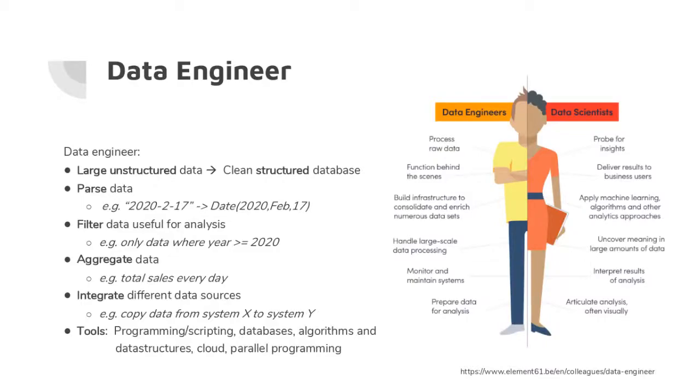A second task a data engineer does is filter data. So we might have a large table with a lot of rows, for instance, sales, and then you have each customer of a website clicks on a product or buys a product, and then maybe you want to only have all data from after 2020. So that's a filtering operation. So you select part of the data based on some criteria.